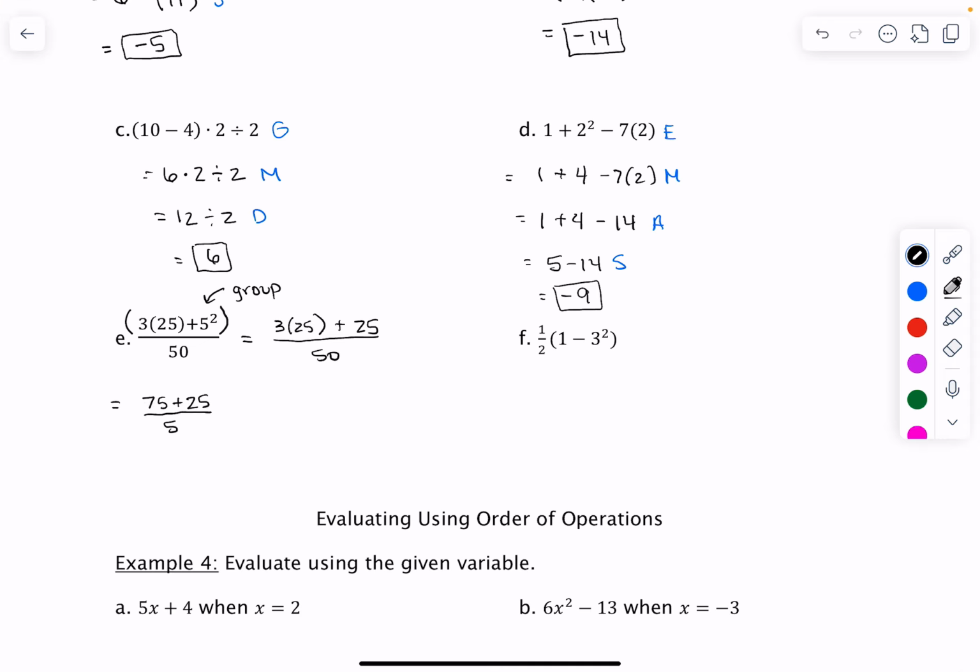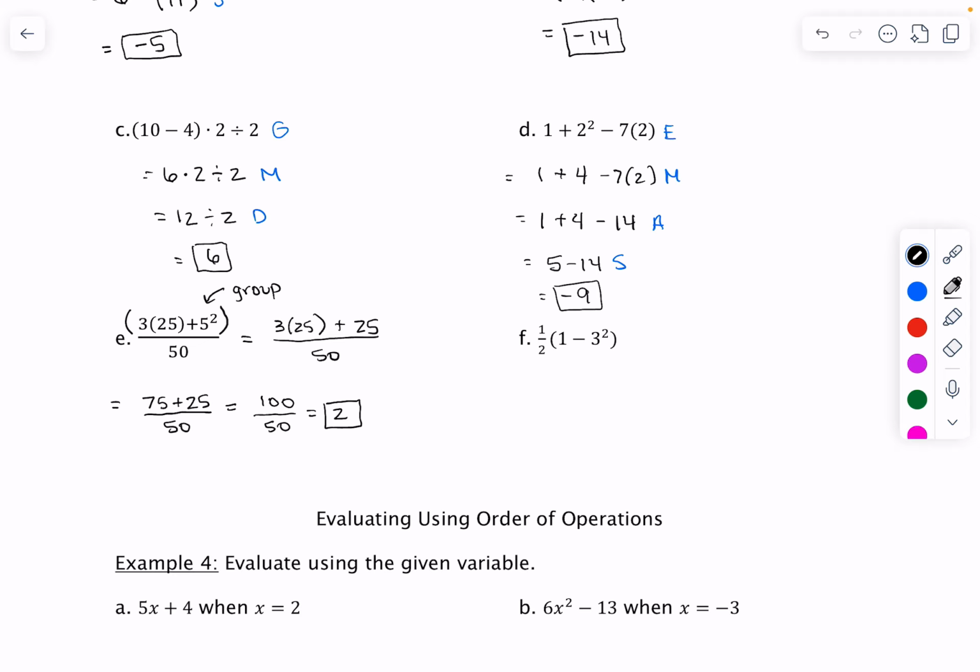Keeping that 50 on the bottom because I'm still working with my group up top. My group up top is 75 plus 25, so that's going to be 100. Keep the 50, and then finally I can do that division. That fraction means division, so 100 divided by 50 is going to be 2. That's probably one of the harder ones that we do, dealing with simplifying fractions like that, one step at a time.